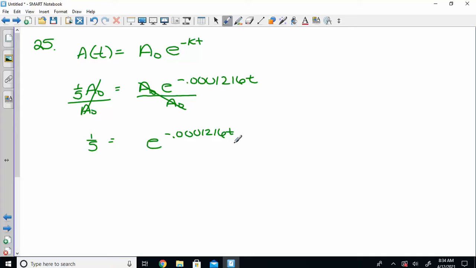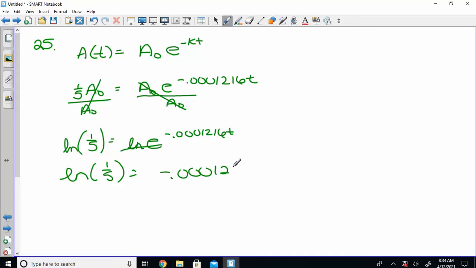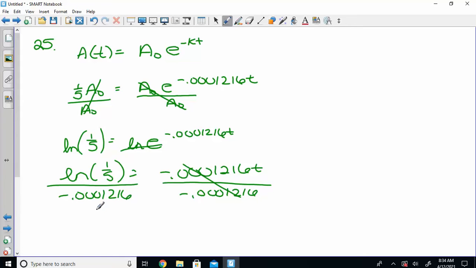Okay, now what? And so then we divide by this. So if you plug that in, you get your t to be 13,235.5 years.